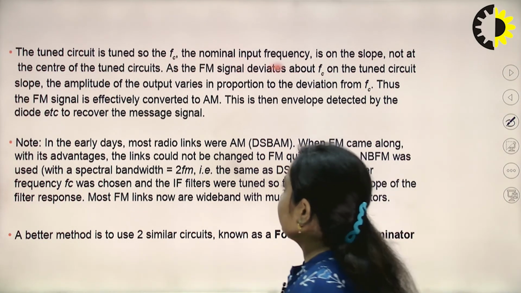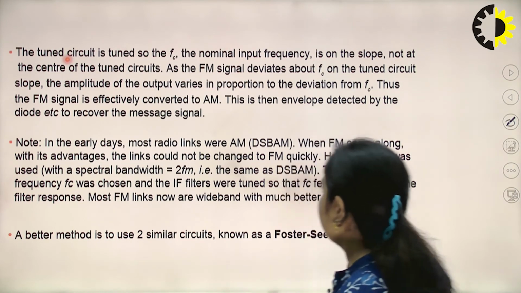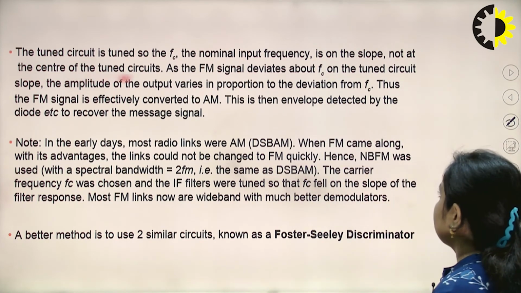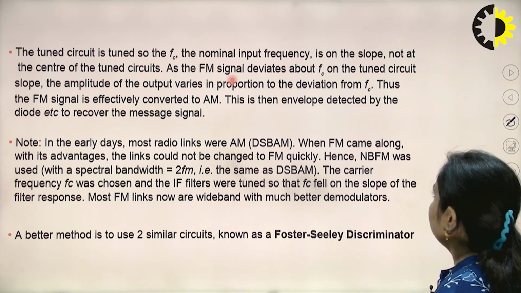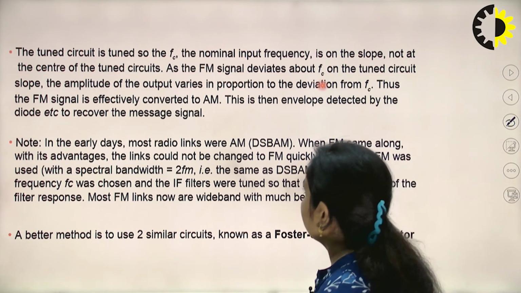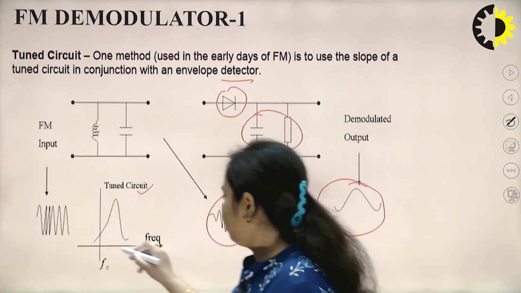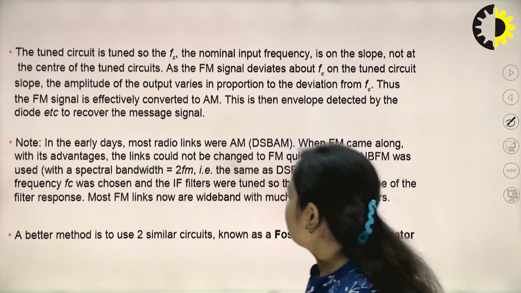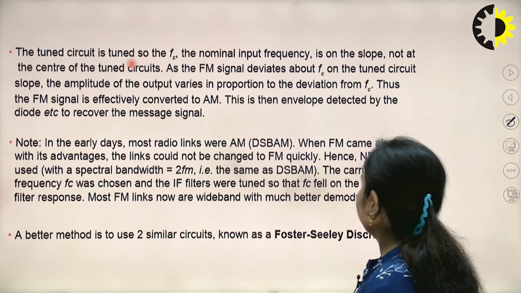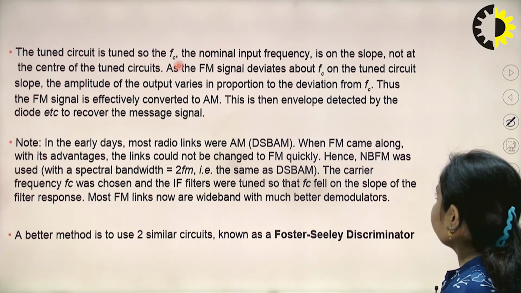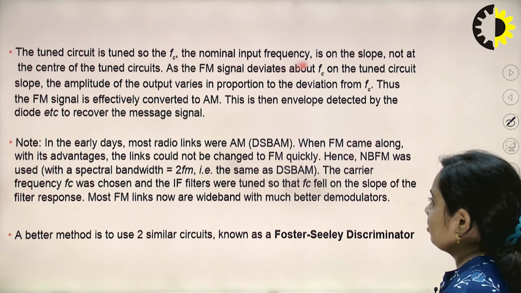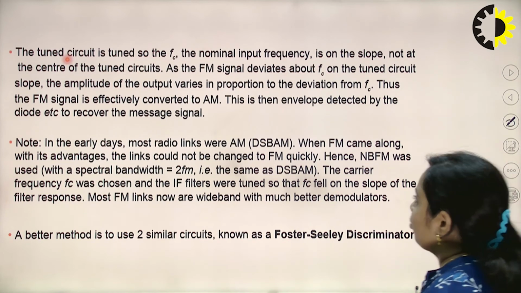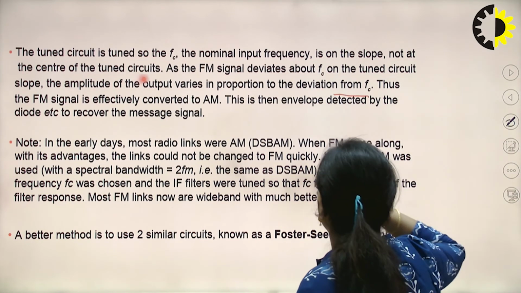The tuned circuit is tuned so that FC, the nominal input frequency, is on the slope, not at the center of the tuned circuit. So as the FM signal deviates about FC on the tuned circuit slope, the amplitude of the output varies in proportion to the deviation of FC.